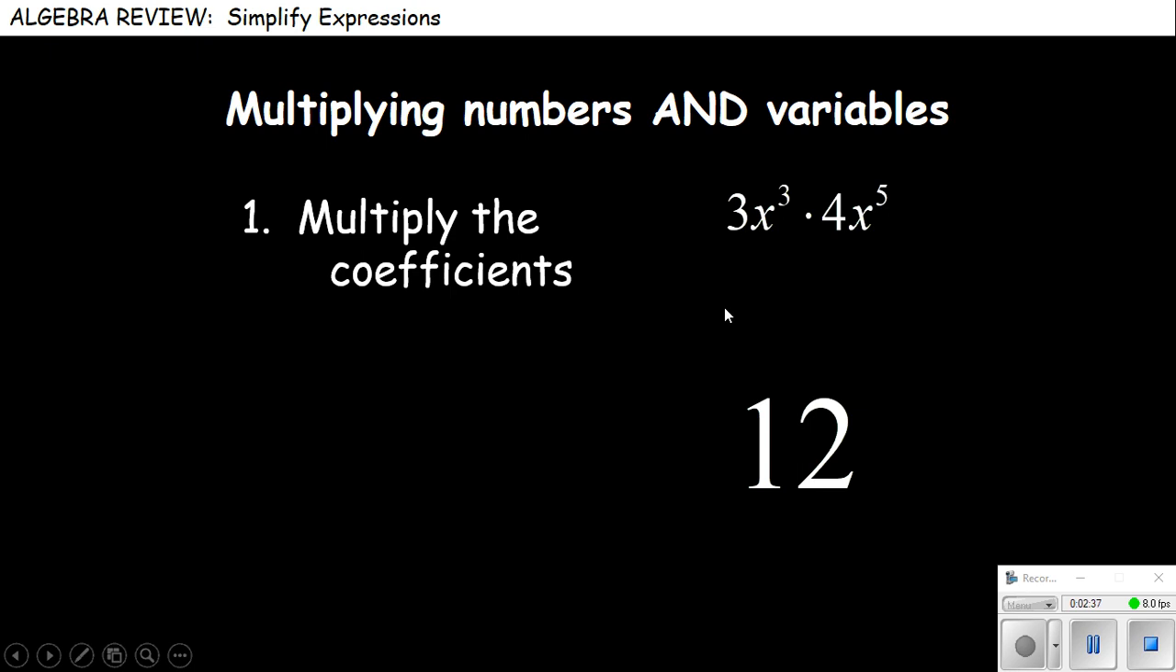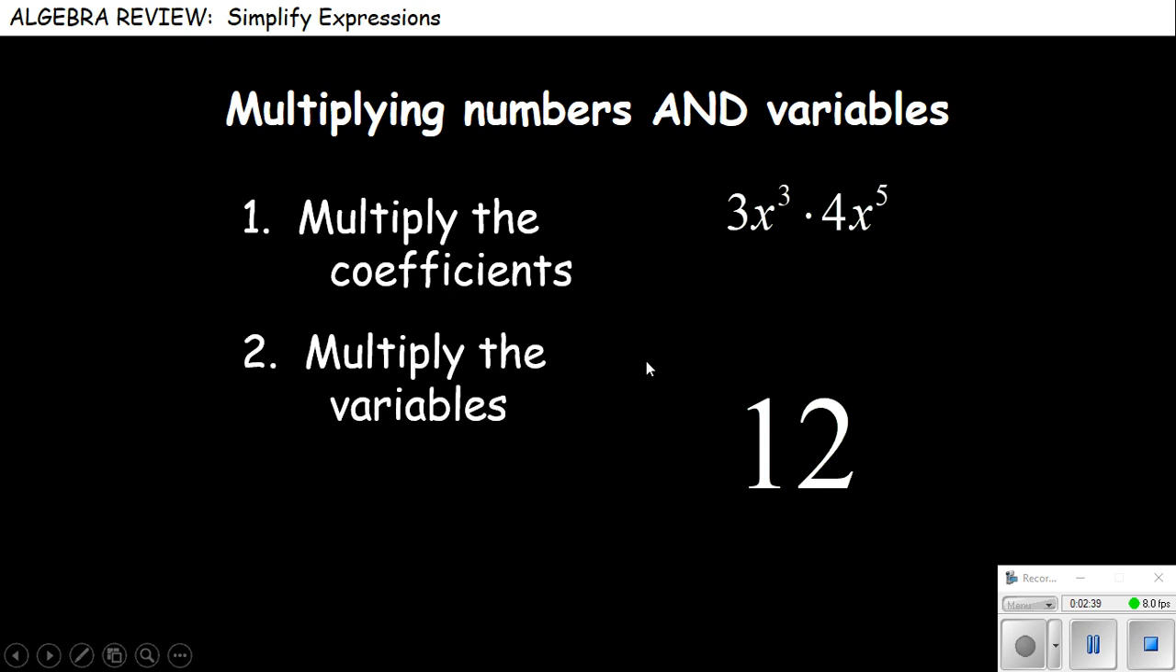The second step is to multiply the variables. Now, the variables here, this x to the third is x times x times x, and x to the fifth is 5 x's being multiplied together. In my answer, I'm going to have x with an exponent on it. To figure out what that exponent is, we just add up how many total x's are being multiplied together. In this case, it's going to be 8. Remember from Algebra 1, the shortcut was to simply add these two exponents together.